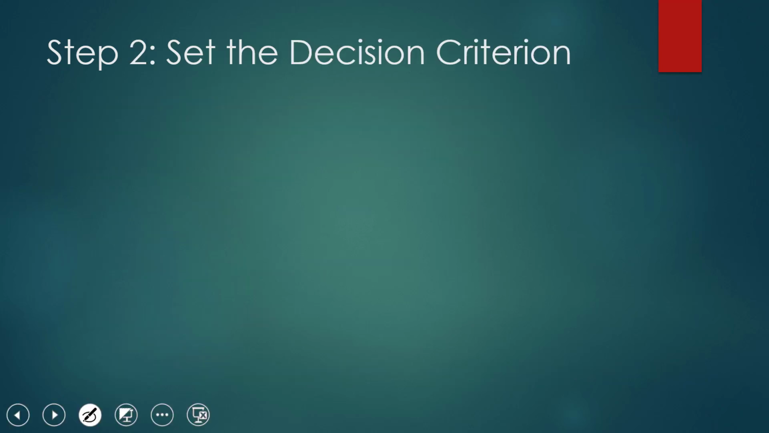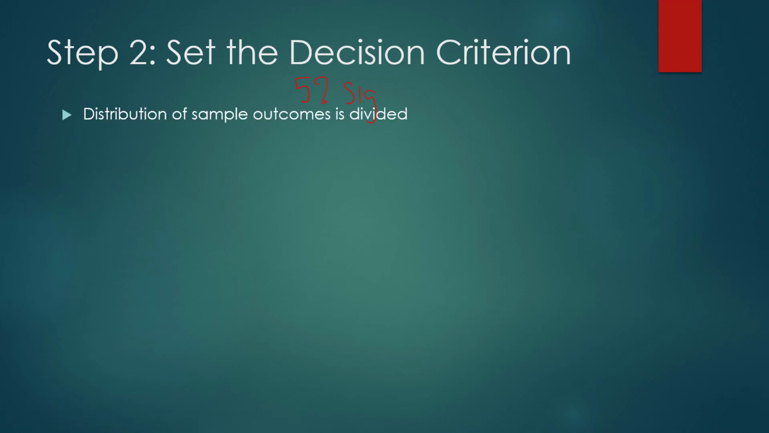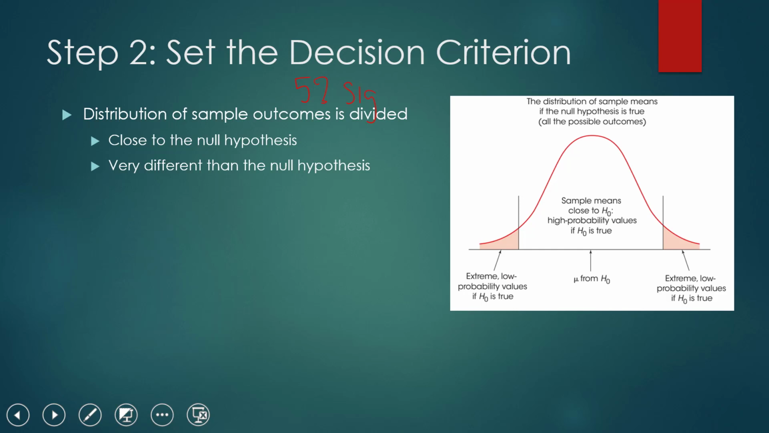So next we need to set the decision criterion. And this has to do with that 5% significance level. So the distribution of sample outcomes is going to be divided. We're going to have outcomes that are close to the null hypothesis and outcomes that are very different from the null hypothesis. And that's what this diagram here is showing you.